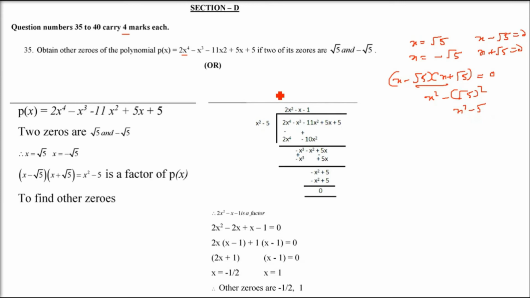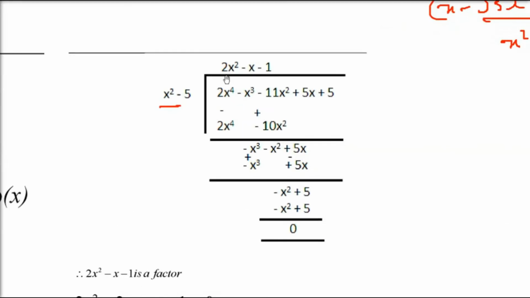So what about the other two? We will use this x square minus 5 to divide this p(x). So I am going to divide it. How to divide? X square minus 5 is there.